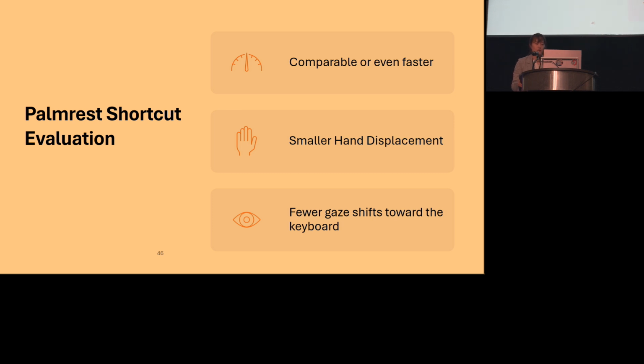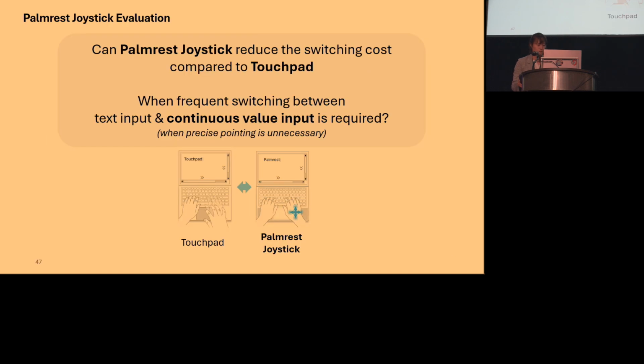In conclusion, Palmrest shortcut was reported to be comparable or even faster than the keyboard shortcuts, and the key factors contributing to this performance appear to be the reduced hand displacement and fewer gaze shift toward the keyboard.